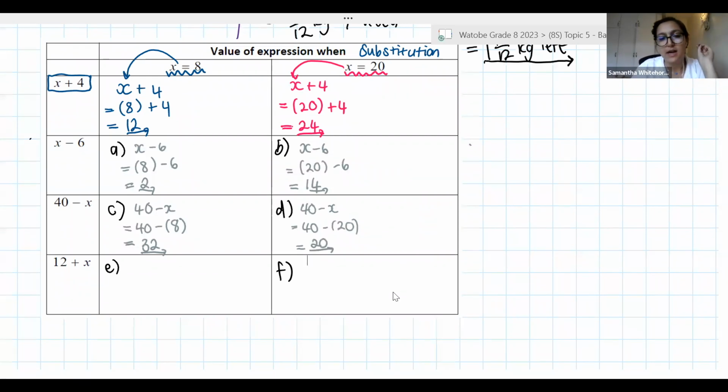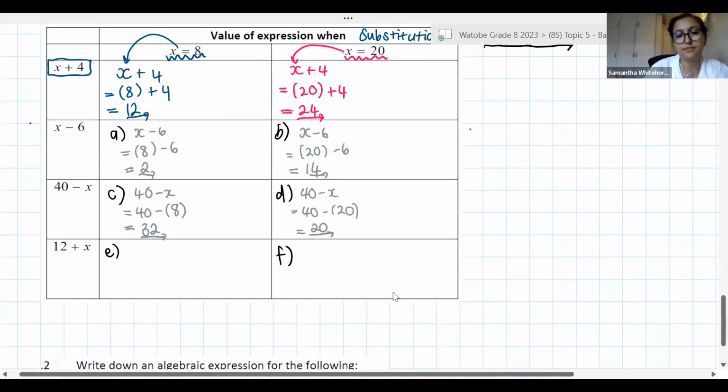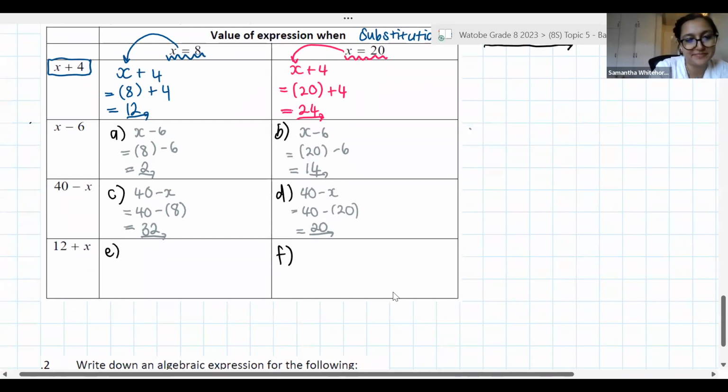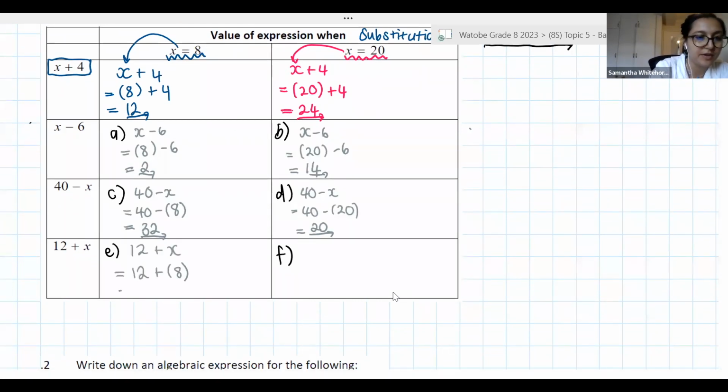Very nice. Sepo, do you want to give us E? Hi, ma'am. In E, I said 12 plus 8 is equal to 20. Perfect. So we're adding 8 here to the value of 12, which means we should get bigger than 12. And so we are getting an answer of 20.